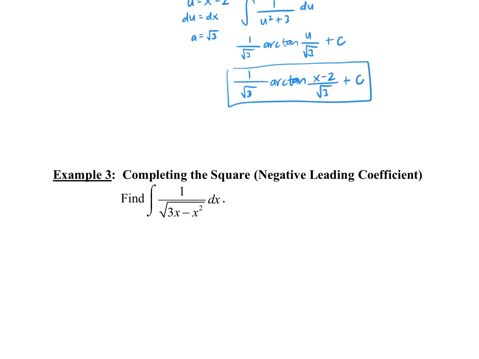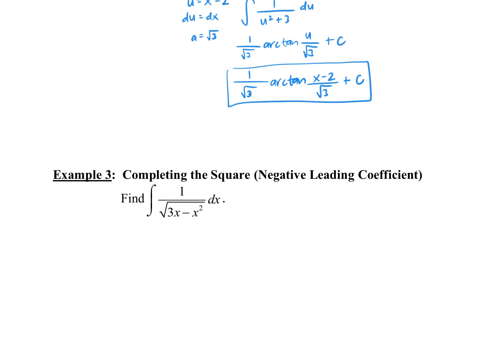All right, the difference between this one and the last one is that there is a negative leading coefficient in the denominator here, okay? Again, if I let the 3x minus x squared piece be u, then my derivative would be negative 2x plus 3, and I can't actually cancel that out with anything, right? So instead, we're going to factor the denominator.